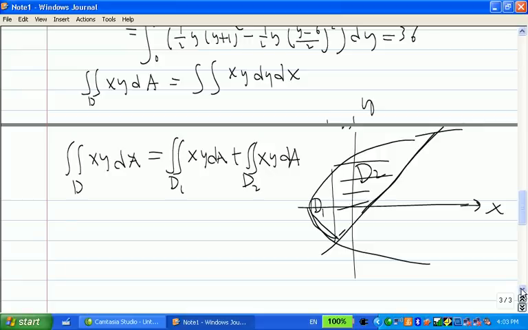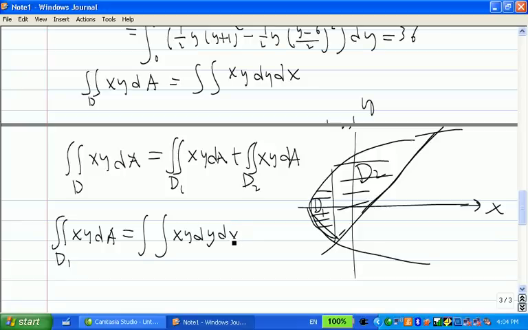Okay, now let's look at D1. This is my D1. Remember, this time we want x to go outside, y to go inside. So look at this D1. Make a projection on the x-axis. So your x will be bigger than, what is this?